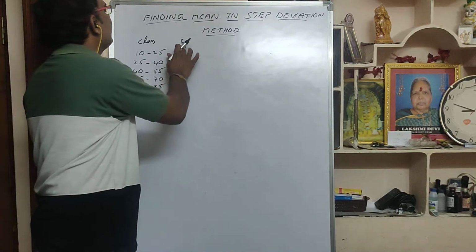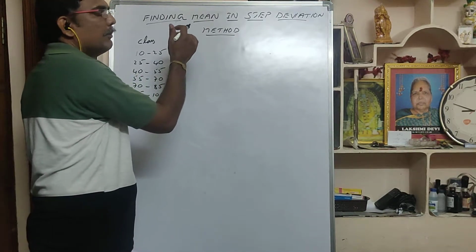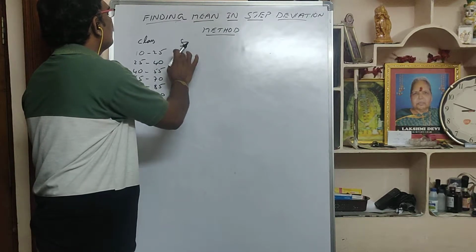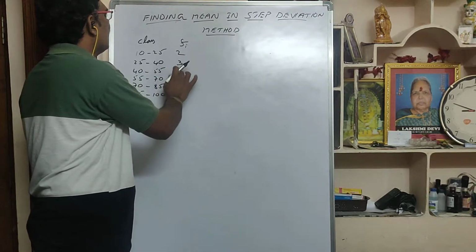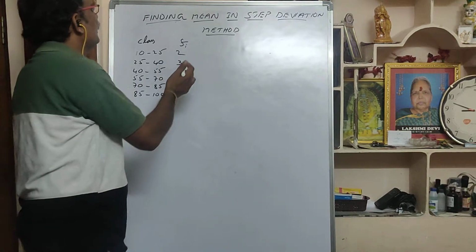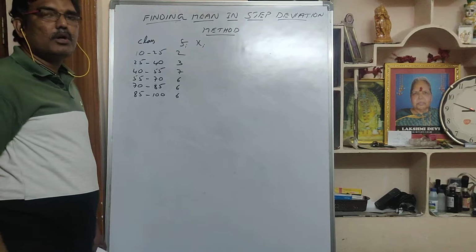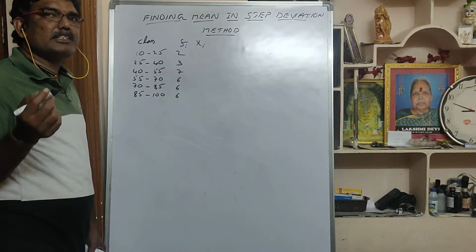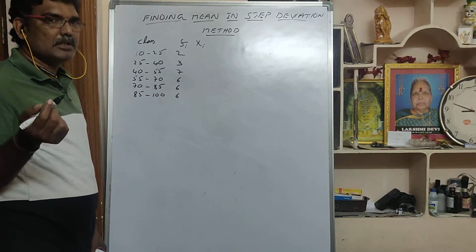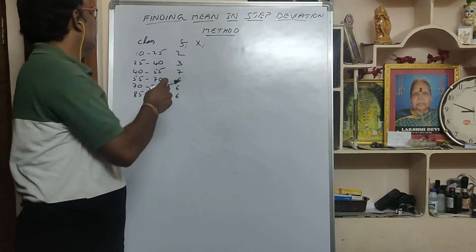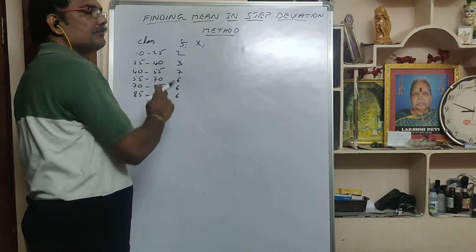What is fi? Fi means here numbers 1, 2, 3 like that. F1 means the first frequency is 2. F2, the second frequency, is 3, like that. Now, you have to go for xi. What is the full form of xi? Xi means mid values. Mid values will be there for the class.